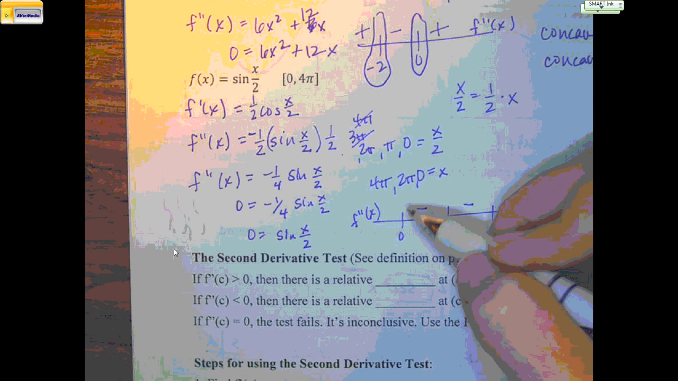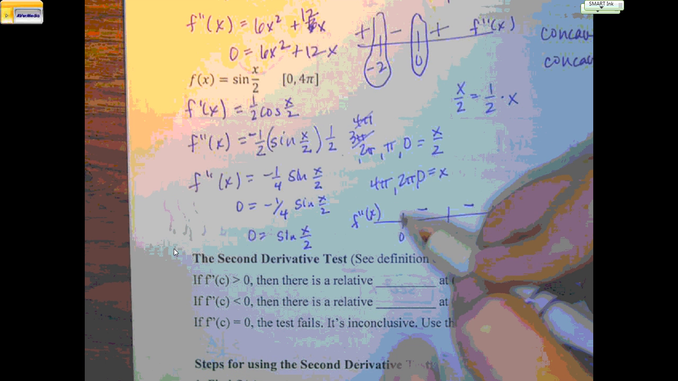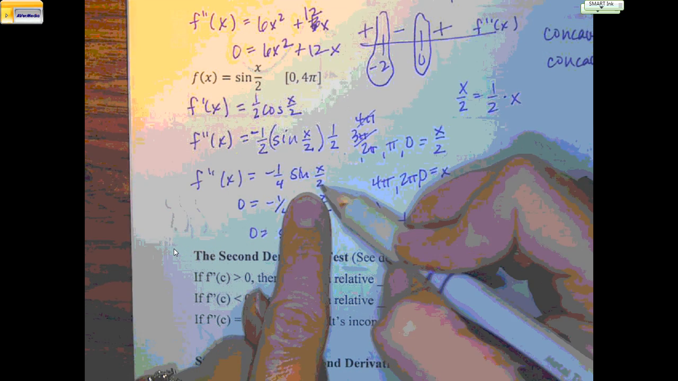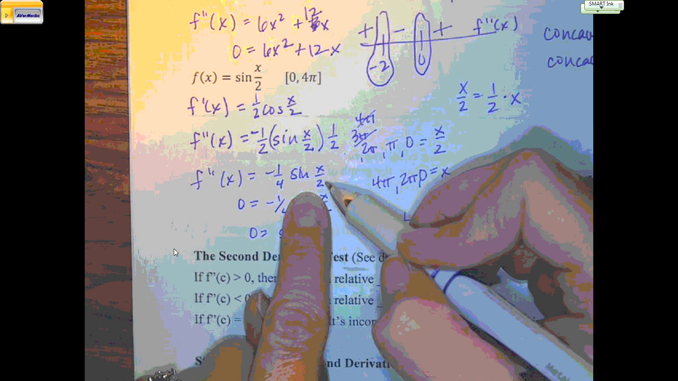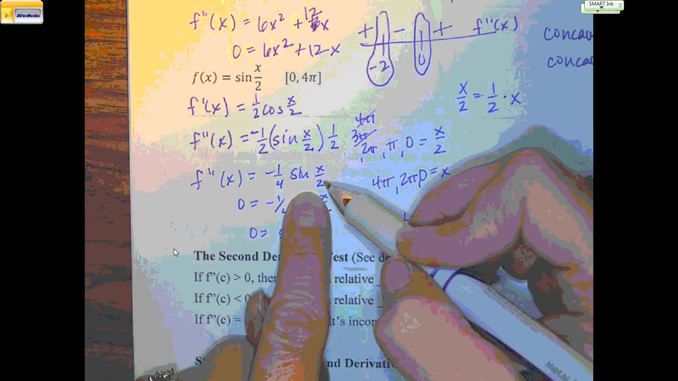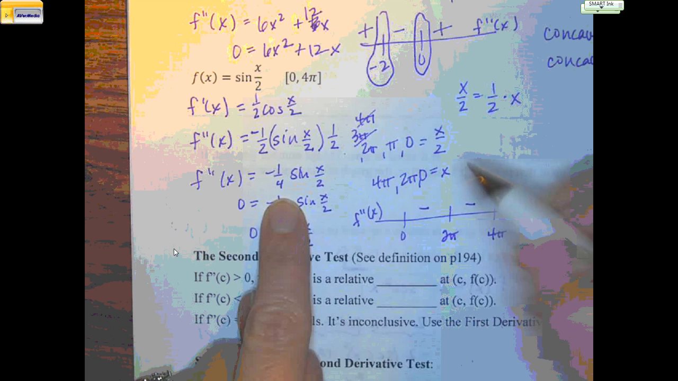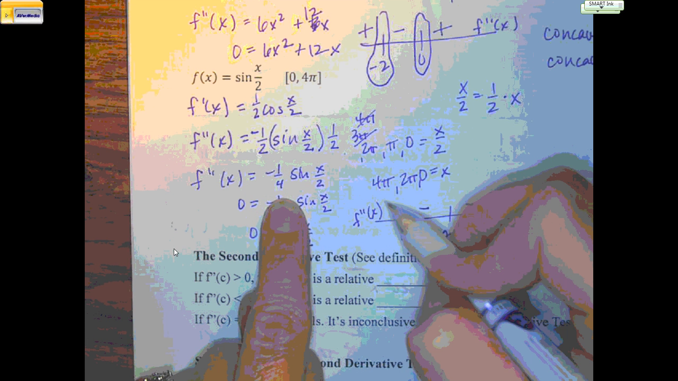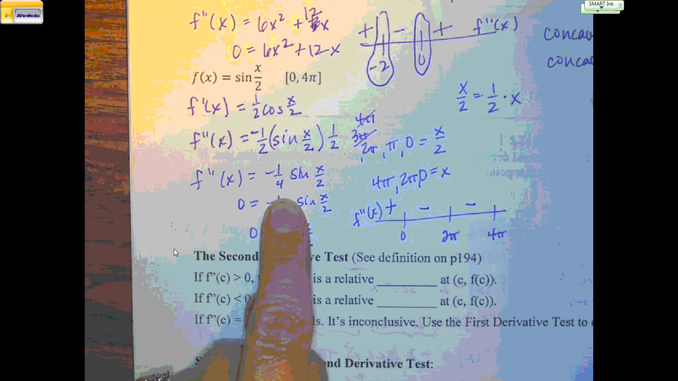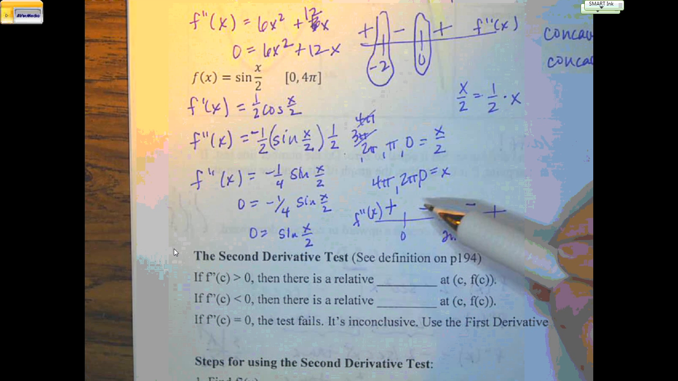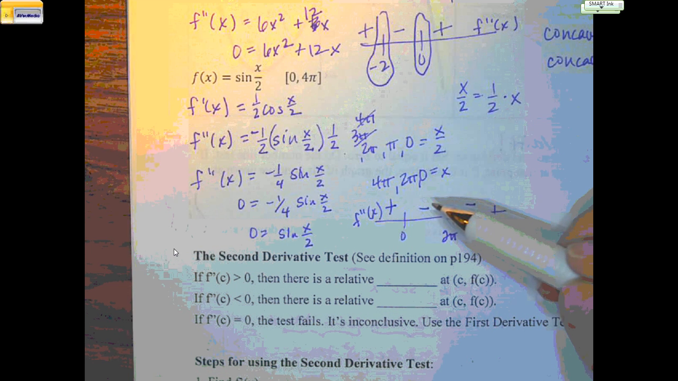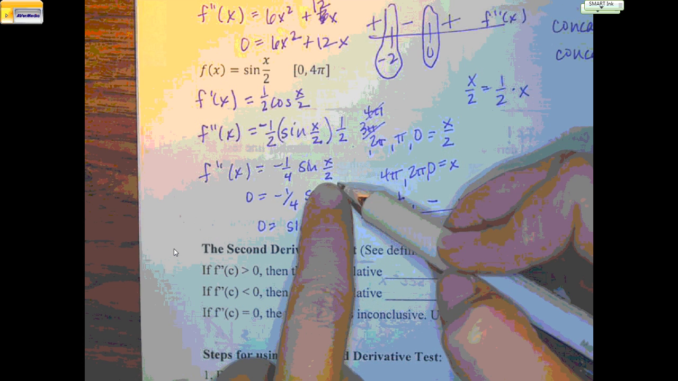Let's put in a negative pi. That would be sine of negative 90 degrees, or sine of 270 degrees, which is negative 1. Negative 1 times negative a fourth is a positive. Everybody okay? Negative pi over 2. Don't forget you've got to do the divide by 2.